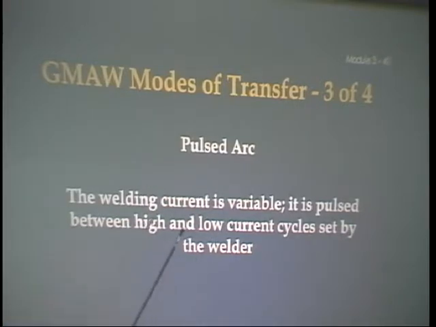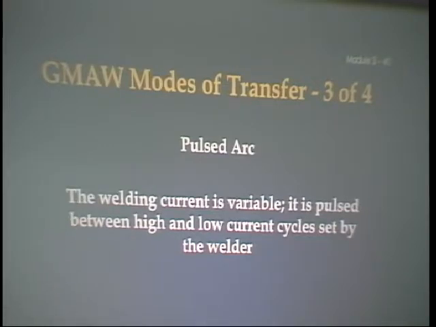In pulsed arc, the welding current is variable. It is pulsed between high and low current cycles, which are set by the welder. Some machines allow you to set that. Some are pre-programmed into these machines. With these little inverters, you can actually call the factory and say, we're going to be welding this to this, we want to be able to use pulsed transfer, and the company will actually set those things in a memory chip for you, and all you've got to do is punch a button and it'll be ready to go.